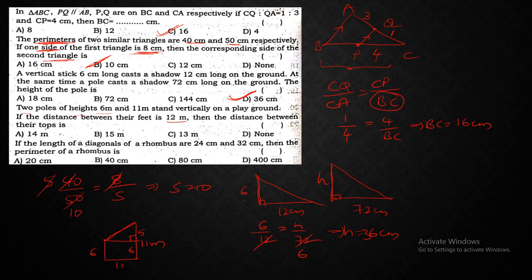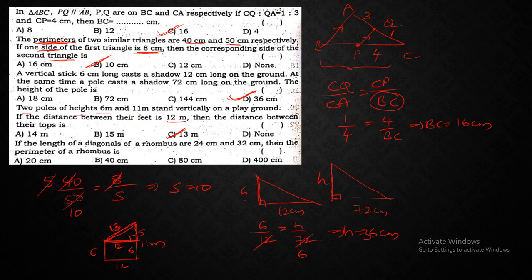So that means if this is 12 meters, then this is also 12. So if you observe this particular right angle triangle, 12, 5, automatically this will be 13. So hypotenuse is 13. That means the distance between their tops is 13 meters.